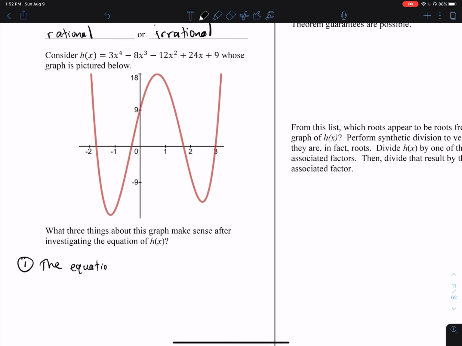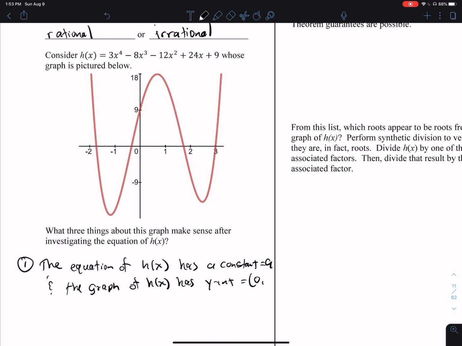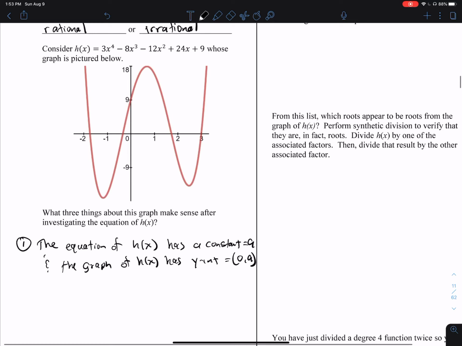The equation of h of x has a constant equal to 9, and the graph of h of x has a y-intercept of 9. That makes perfect sense. Something else that makes sense?